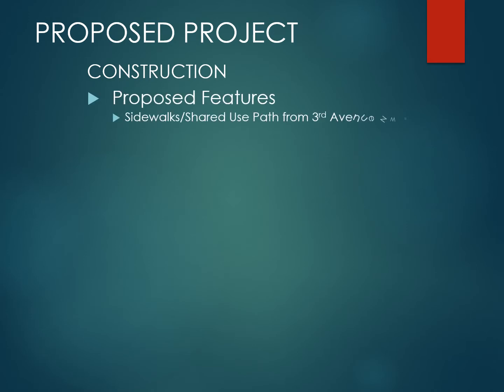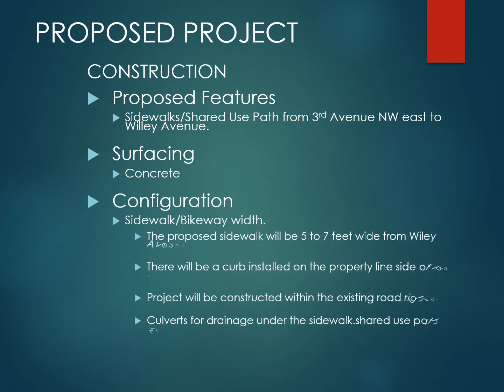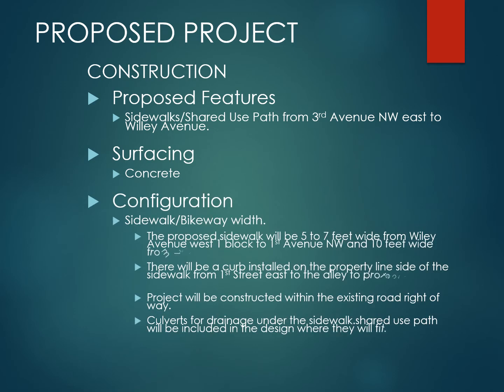The proposed project consists of different features. The proposed feature is to construct a sidewalk shared use path from 3rd Avenue Northwest east to Wiley Avenue. Since there is no sidewalk there currently, this would provide a safe route for pedestrians and bikers to get from the northwest side of Lidgerwood to the east side to Wiley Avenue and the business district where there are currently sidewalks there. The surfacing on the proposed sidewalks would be concrete surfacing.